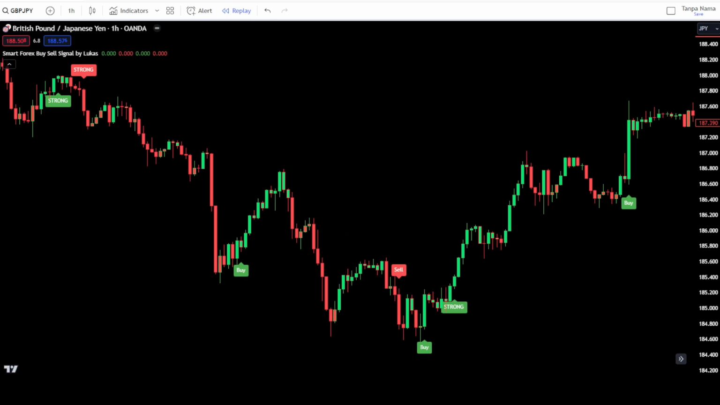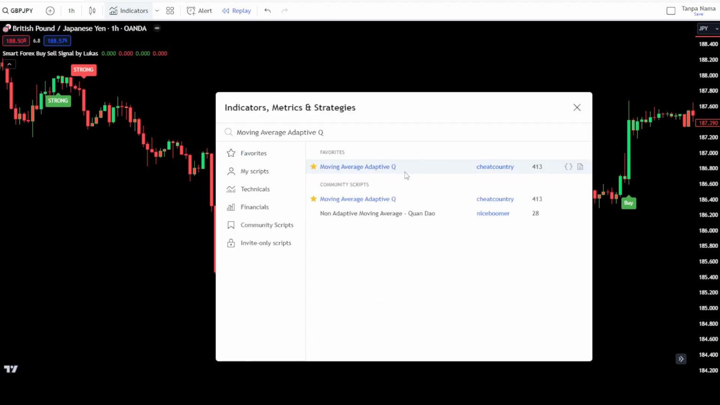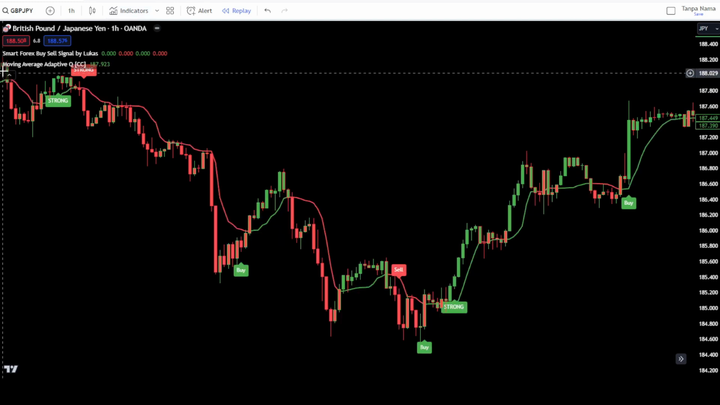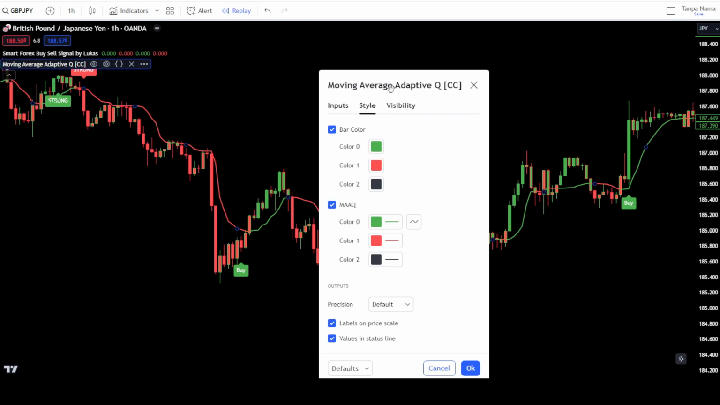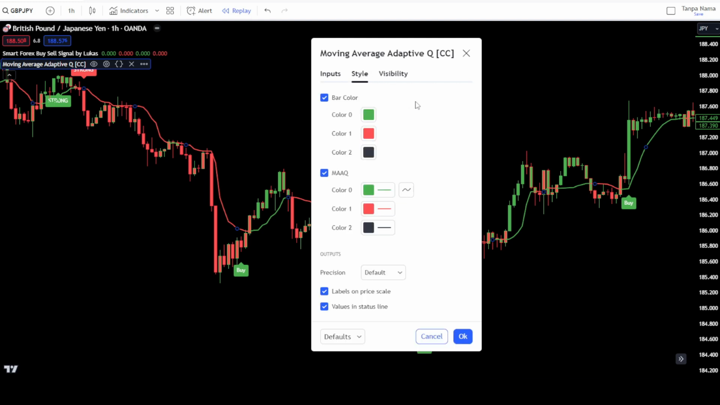Go back to the Indicator Search tab and type Moving Average Adaptive Q. Select Moving Average Adaptive Q from Cheatcountry. Now, go to the settings of the Moving Average Adaptive Indicator. In the Input tab, leave it at the default settings. Then, go to the Style tab. In the Style tab, remove the checkmark on the Bar Color tab, then click OK.